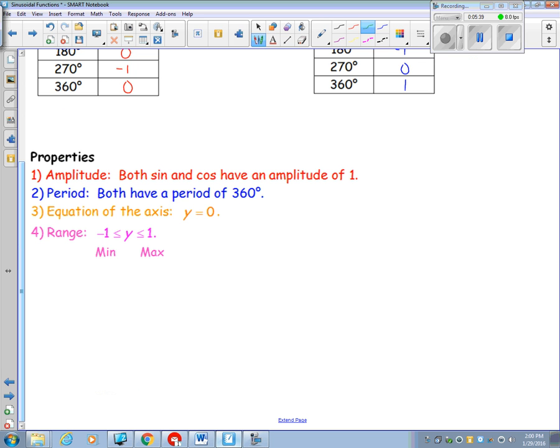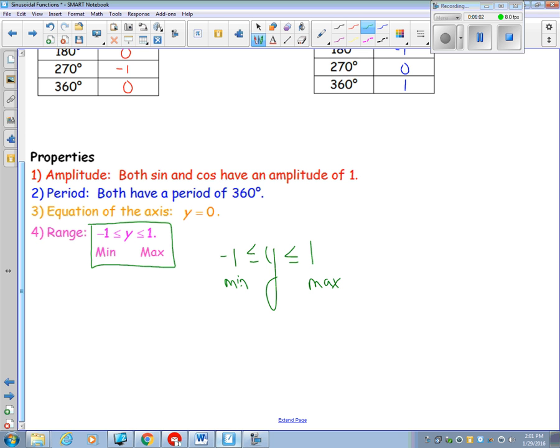Just to talk about range for a second, instead of writing the words out min and max all the time, sometimes we'll use this inequality notation. By using this, we're saying that y is greater than -1. It never goes below -1. This is our minimum right here. But at the same time, it never goes above a maximum of 1. So it's always less than 1.